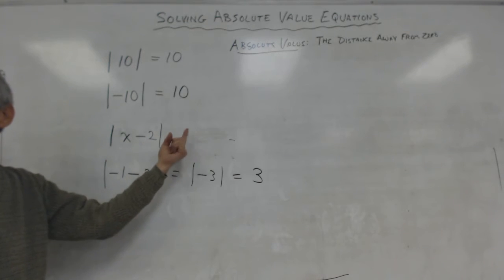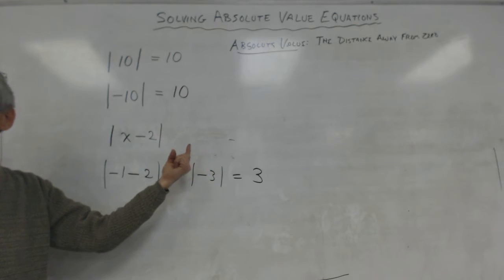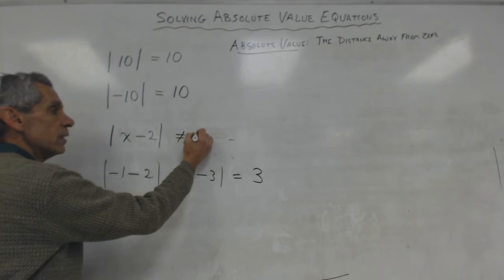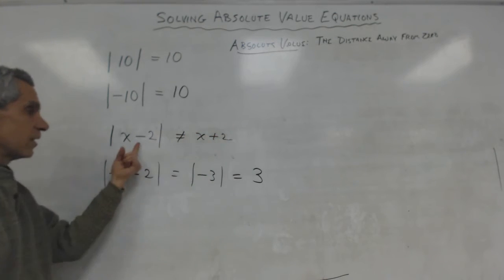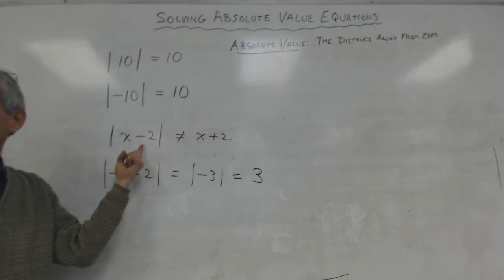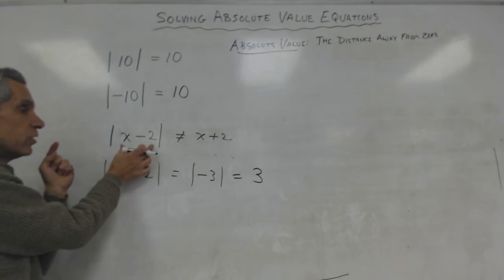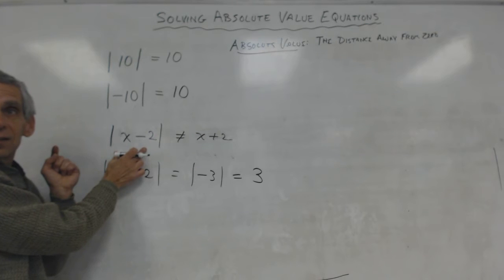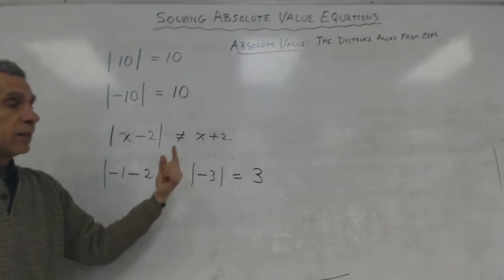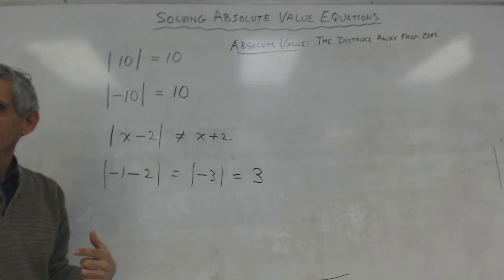It does not equal x plus 2. Okay. It does not equal x plus 2. It's not about just changing that sign in there. That sign doesn't change. Once you know the value inside this, then you make sure it's positive, right? You get that? Does it make sense?